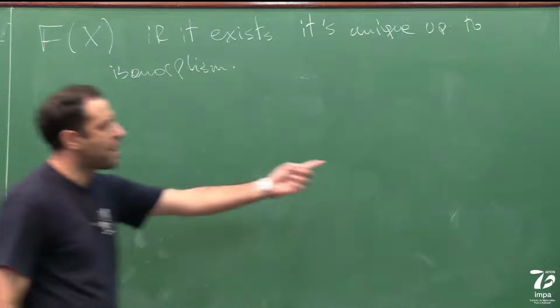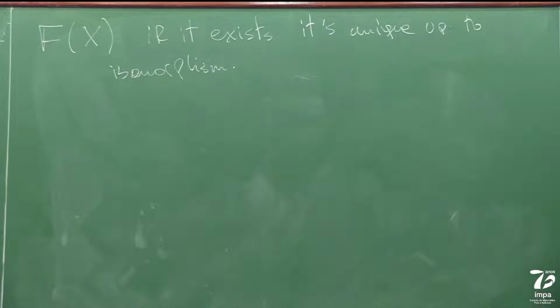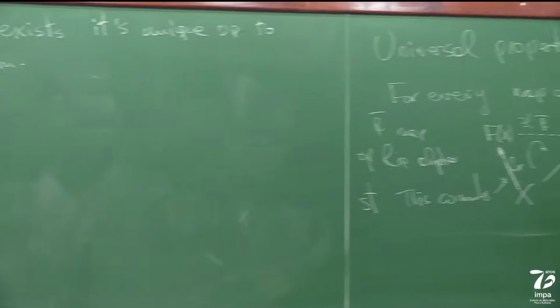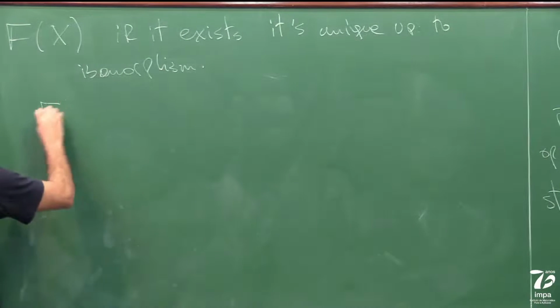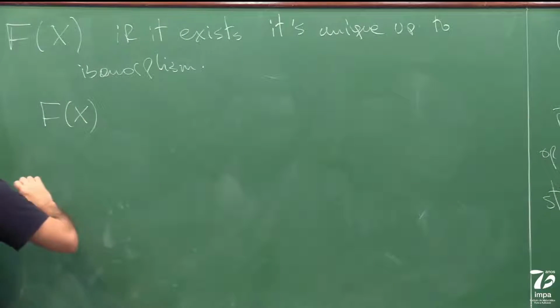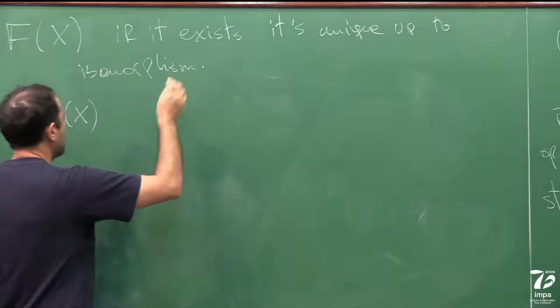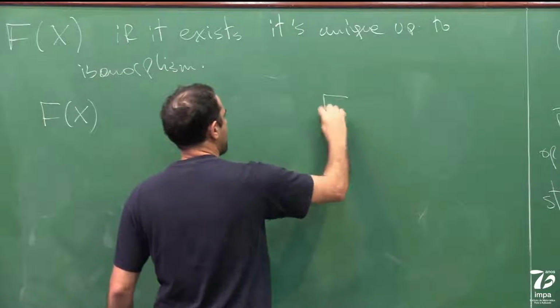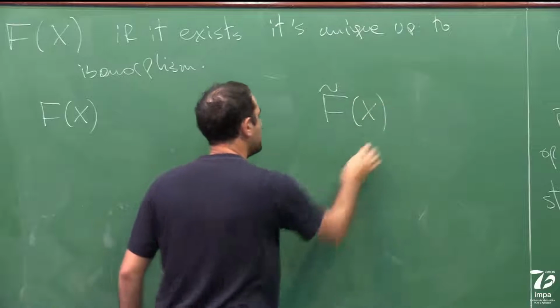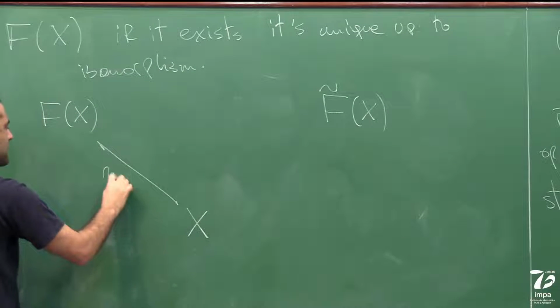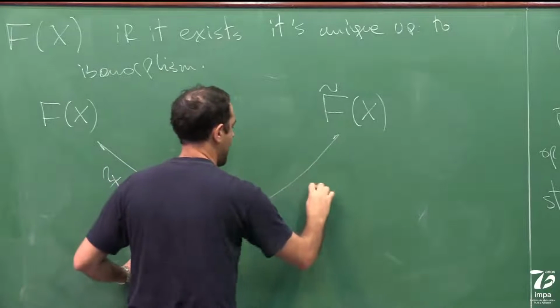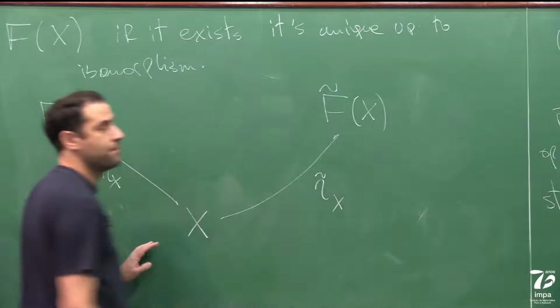Well, the diagram that we have is this. Let's suppose that we have two F of X that satisfy the same property. Suppose that you have some F of X and some other F prime of X with the same properties. So that means that you have some eta X here and some eta prime X here.